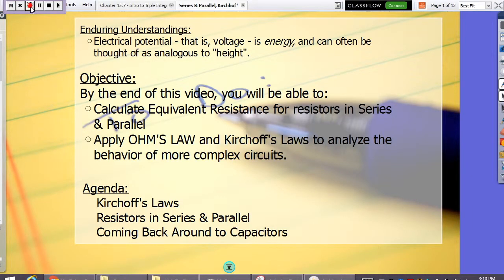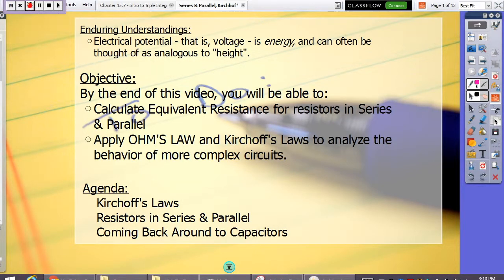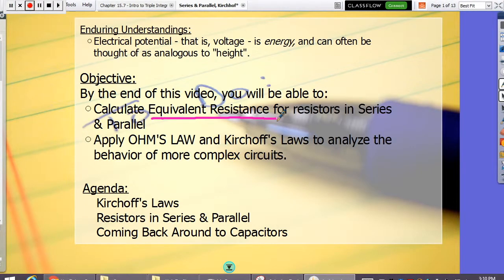All right. So welcome to our play posit about Kirchhoff's laws and equivalent resistance. By the end of this video today, our goals are that we be able to calculate equivalent resistance, and we talked a little bit about that in our mini lab for resistors both in series and in parallel, and then apply Ohm's law and Kirchhoff's laws, again, to analyze the behavior of some complex circuits.